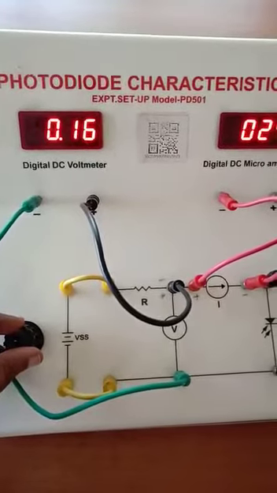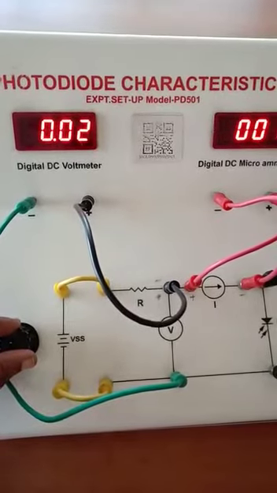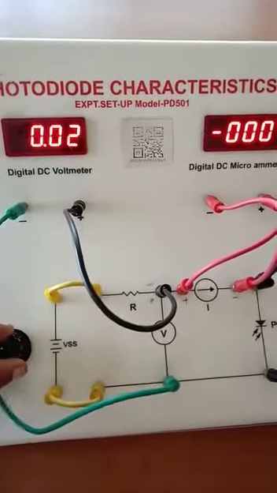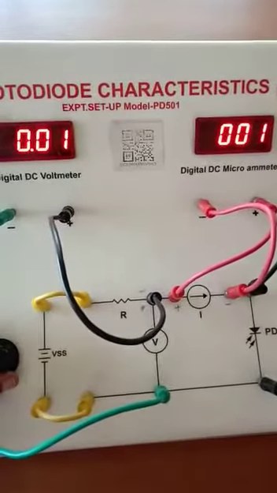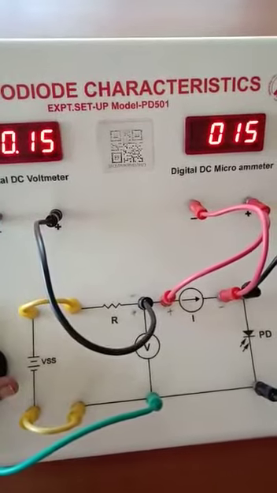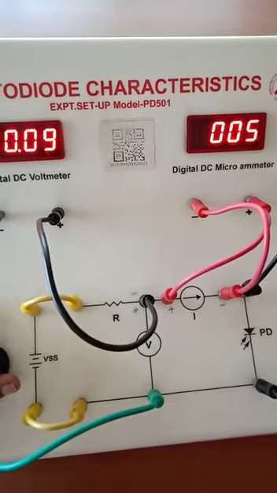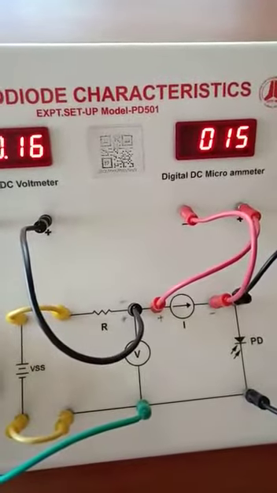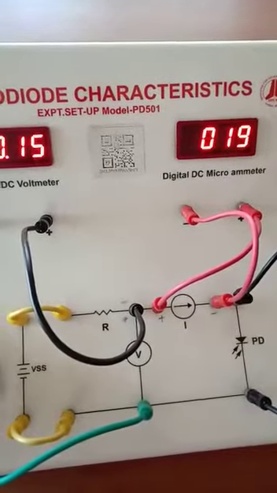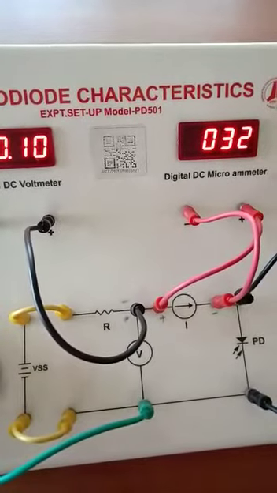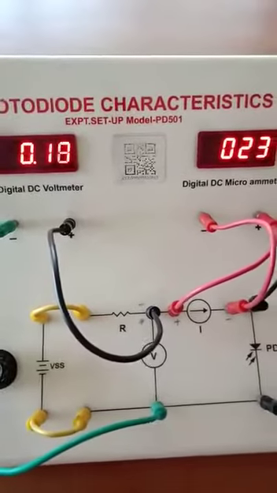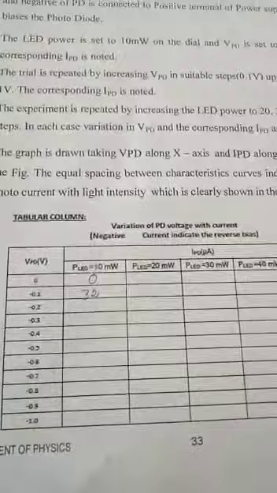Vary this knob here. If you vary this, the voltage also increases. For 0.1 on the voltmeter, see the corresponding reading. It comes to 0.1, and the reading is 32. Write it as 32. Like that we have measured 0.1 as 32.